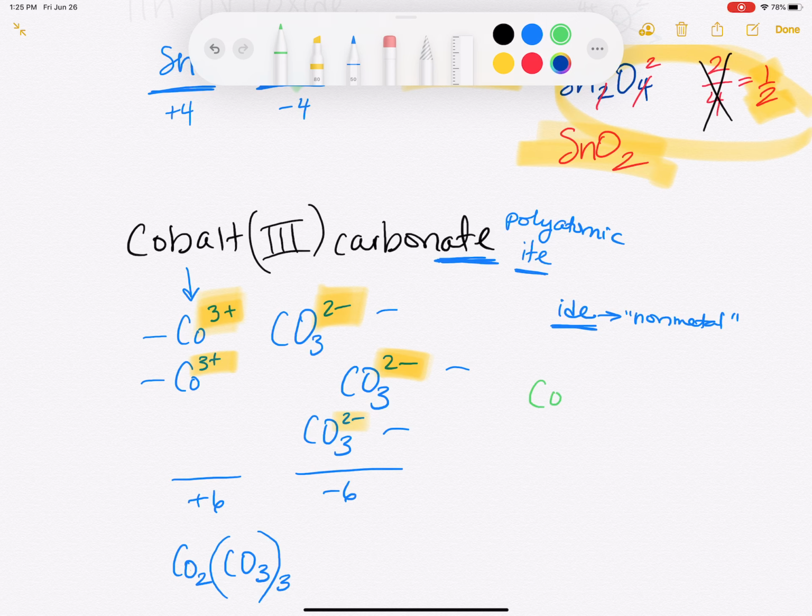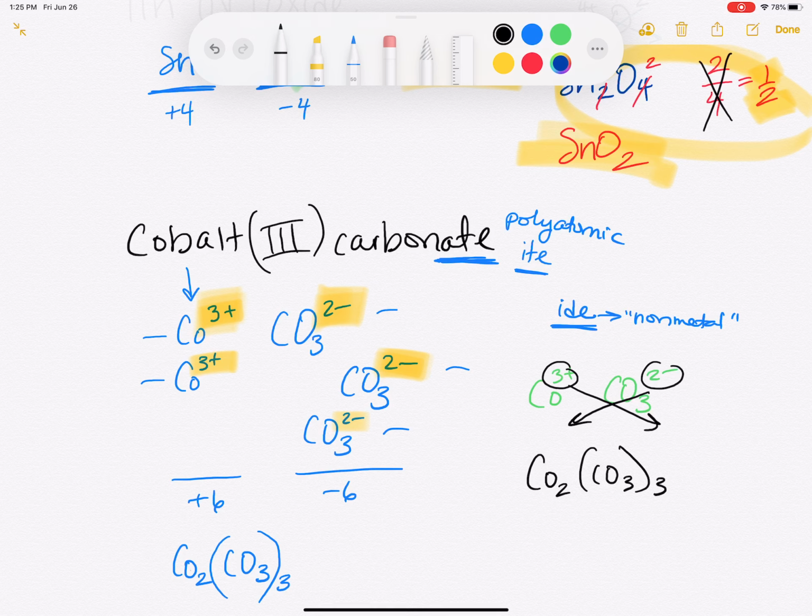If I were to use the shortcut for this, I would go back to my original setup, cobalt 3 plus, carbonate 2 minus, and remember, you crisscross. Shortcut method is crisscross. So here's now how it would look. You would do cobalt, you would put down a 2, make sure you put down your parentheses, put down a 3. There's no other number that can go into both a 2 and a 3 besides 1, so this is fully reduced. So whether you take the shortcut or you take the long route, you're still going to be able to get to the same final correct answer.